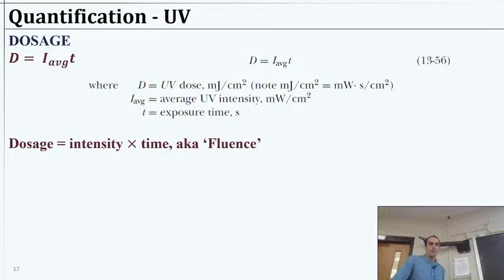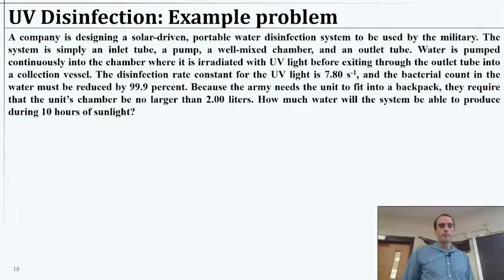Okay, this is kind of just summing that up. We could also call dosage as D, as the average intensity times time. So a couple ways to express that. Sometimes we'll describe that dosage as fluence. All right, so with all that, let's take a look at a problem.